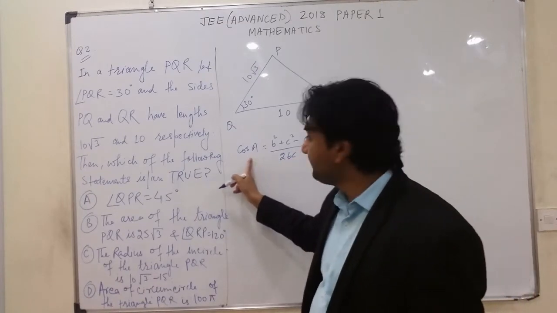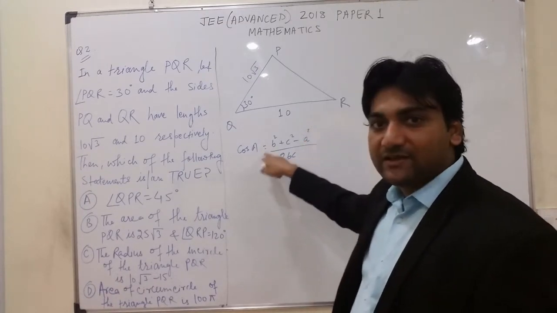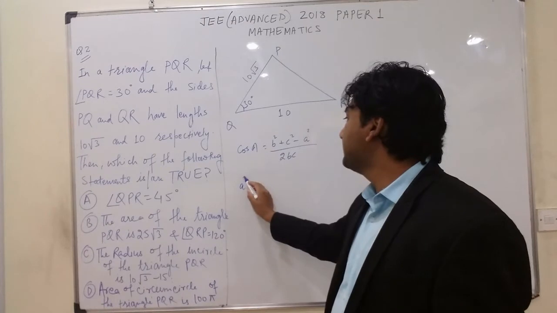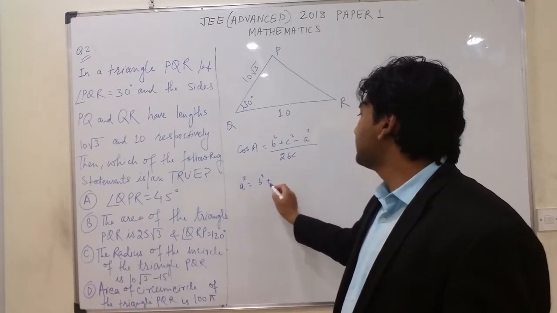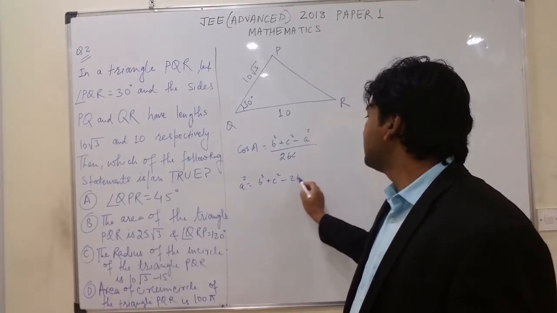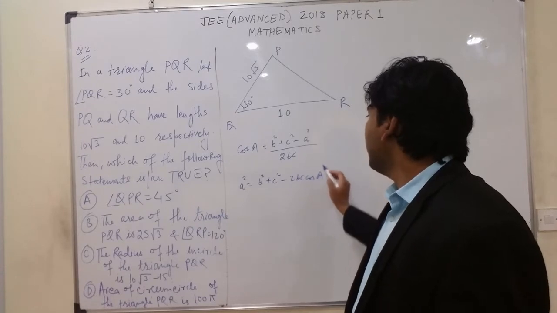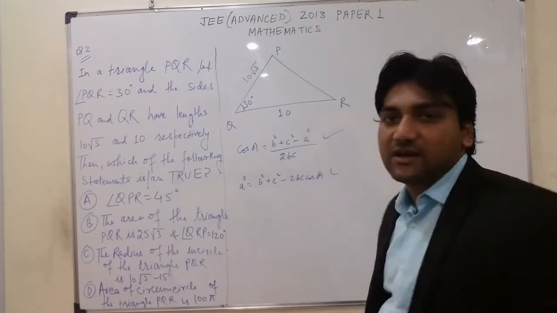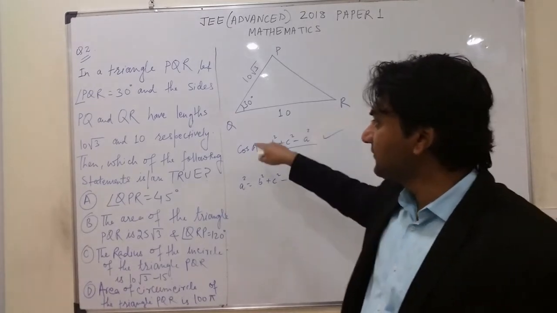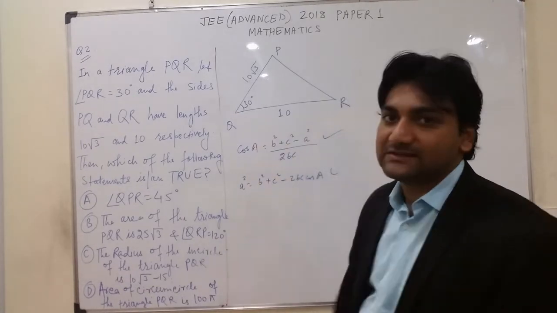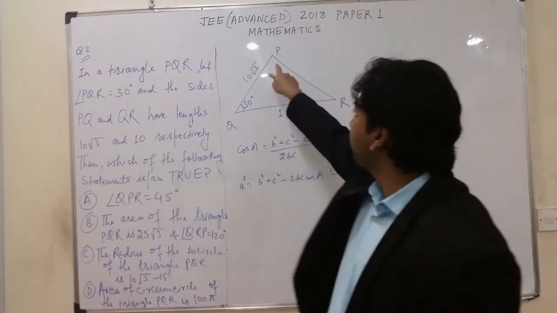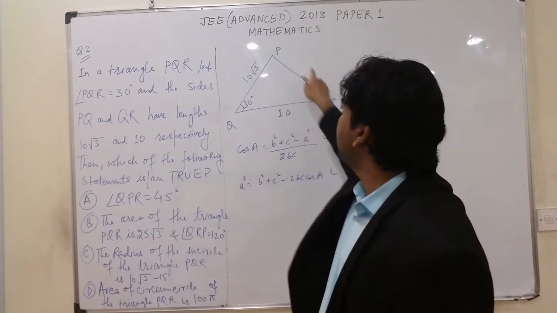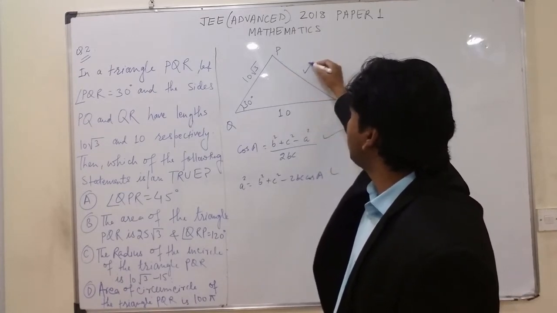This is for the angle. Now if you cross multiply and rearrange, you will find a square equals b square plus c square minus 2bc cos A. Okay, these 2 formulas are the same. This is for finding the angle, this is for finding the side. So now we have to find this side. This is PR. So I will apply the cosine rule over here.